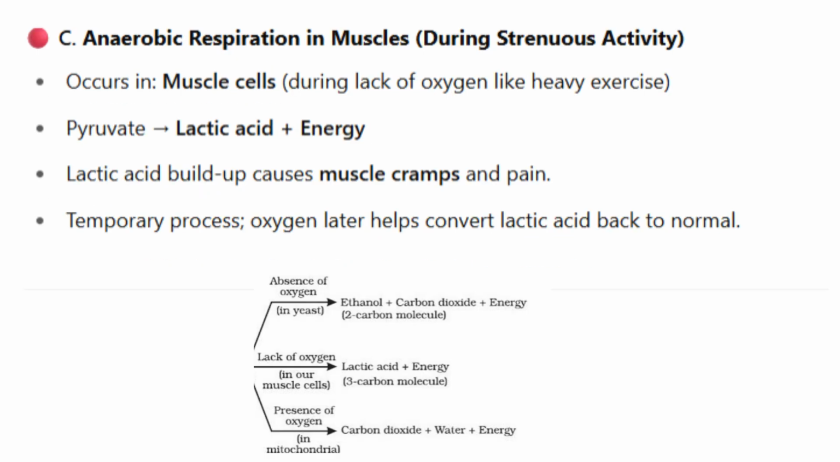C. Anaerobic respiration in human muscles. Temporary. During heavy exercise, our muscles may not get enough oxygen. So, the pyruvate gets converted into lactic acid and a little energy. This lactic acid builds up in the muscles and causes cramps and fatigue. Later, when oxygen becomes available again, lactic acid is removed.